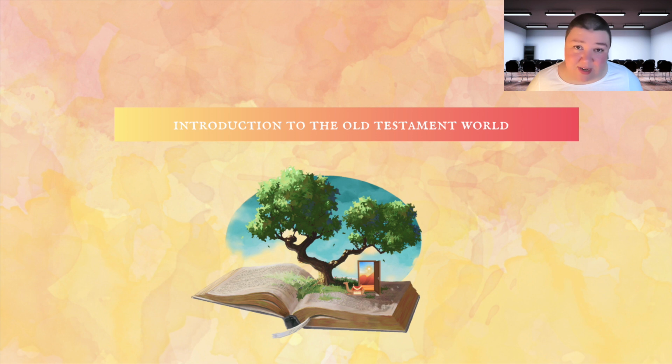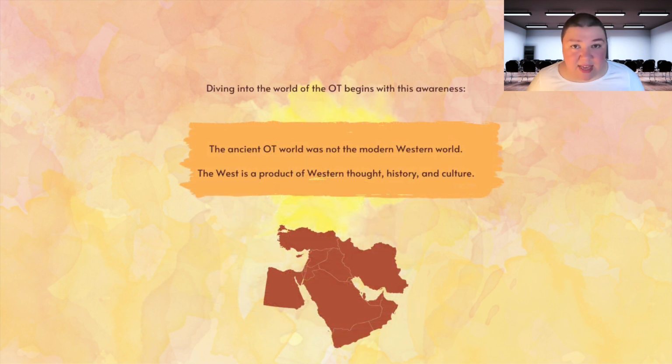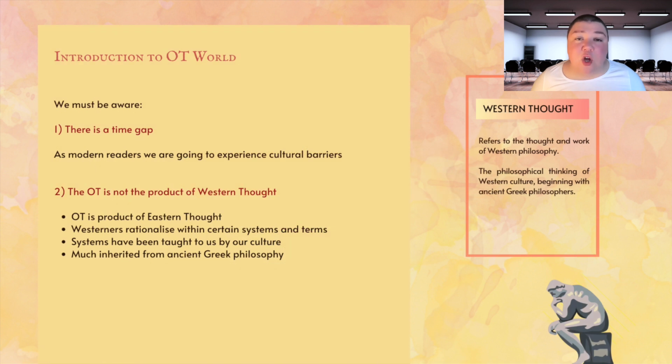That would take an inordinate amount of time, but we can get a brief overview of things we need to be aware of. Diving into the world of the Old Testament must begin with the awareness of something which perhaps seems quite obvious, but is often missed nonetheless. The ancient Old Testament world was not the Western world. The West is a product of Western thought, history, and culture. So, first thing to be aware of, as modern readers, we are going to experience cultural barriers when reading the text because of the time gap.